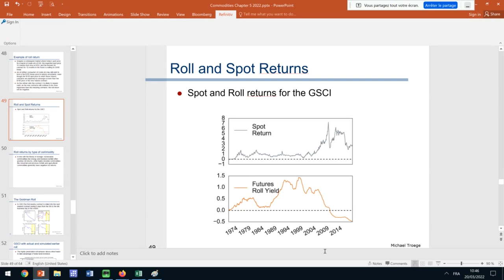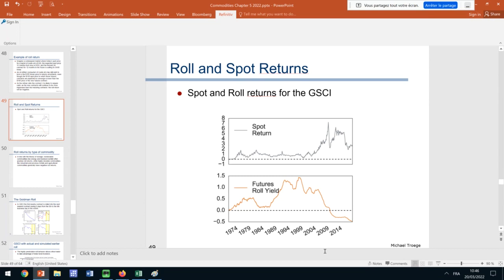Again, if you are a financial investor, you invest long term and you sell short term. That's driving up the long-term futures prices and decreasing the short-term futures prices. So the presence of a lot of financial investors will tend to increase the contango.